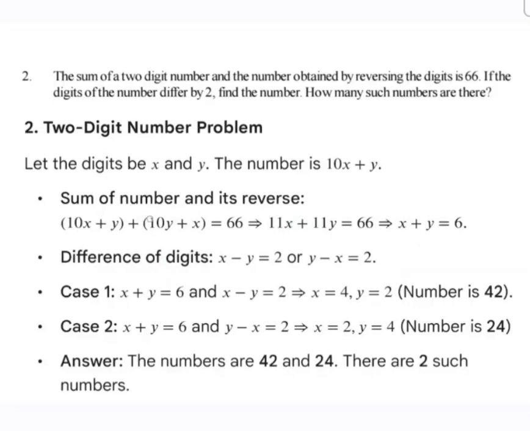Now the two digits differ by 2, x minus y equal to 2. Now solve these two equations. x plus y equal to 6, x minus y equal to 2. y cancels, 2x equal to 8, x equal to 4 and y equal to 2. Then the number is 42.